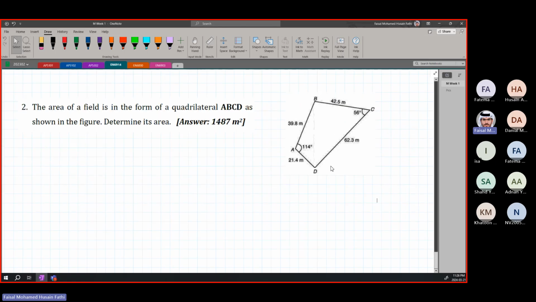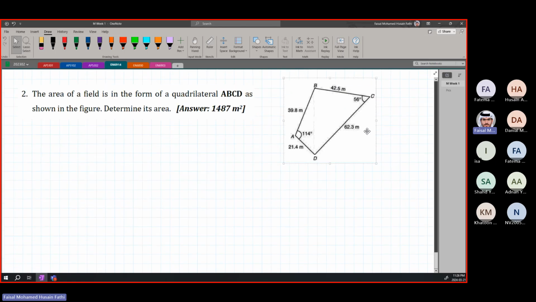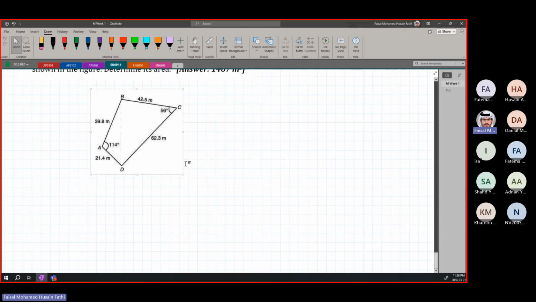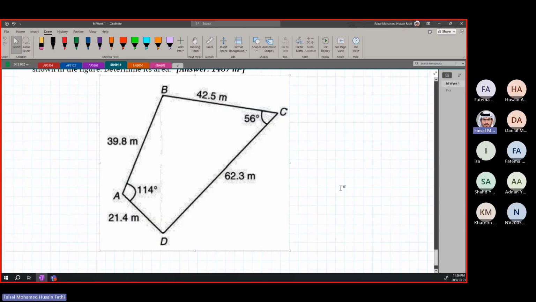Determine its area. Now you can see it's not a common quadrilateral, it's not a square, rectangle, or trapezoid. It has a weird looking shape, you could say. So how would you solve this? Every time you are given a quadrilateral that is not a common one and you're given at least two angles and four sides, you can easily find the area by splitting this quadrilateral into two pieces.